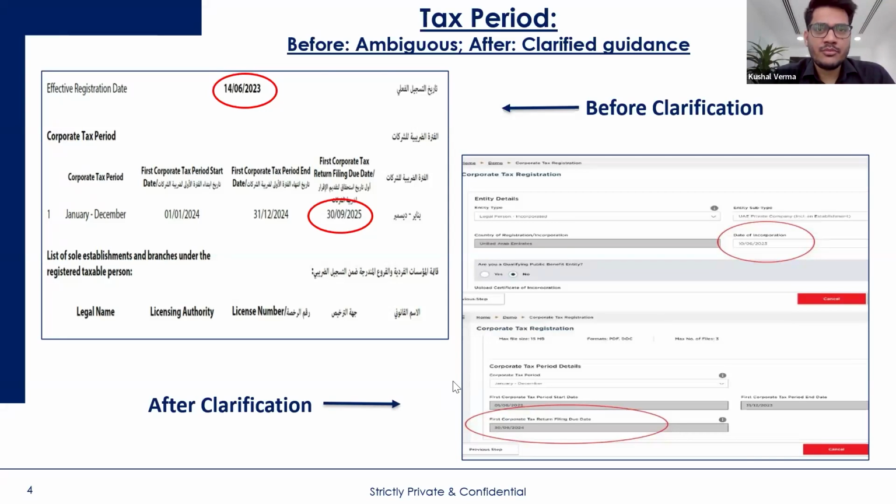There's a question from Mr. Rajesh Nair. If the company is incorporated on 4th July 2023 and the tax period is January to December, what will be the first tax period and when is the company due to file the tax returns?